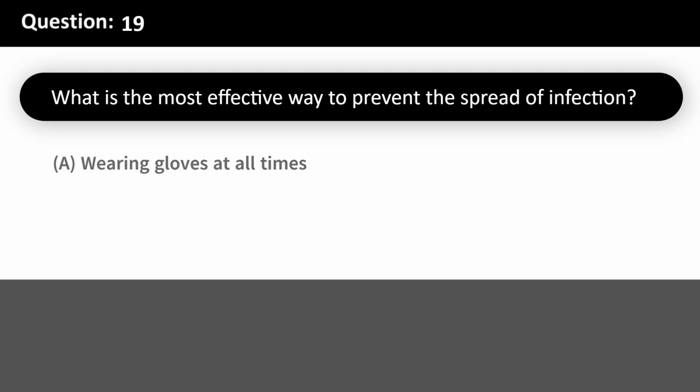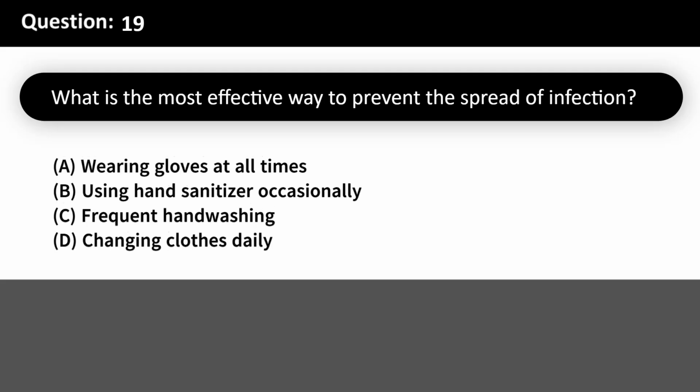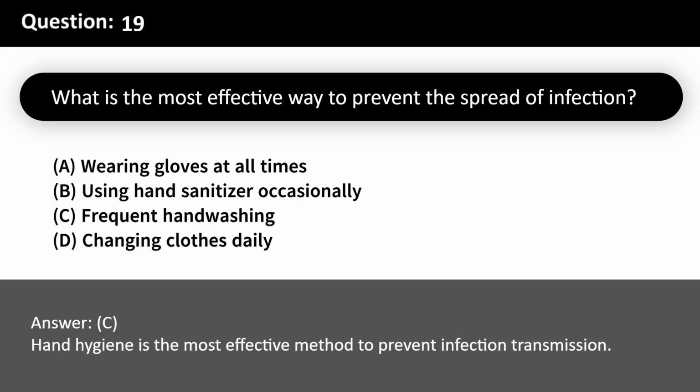What is the most effective way to prevent the spread of infection? A. Wearing gloves at all times. B. Using hand sanitizer occasionally. C. Frequent hand washing. D. Changing clothes daily. Answer: C. Hand hygiene is the most effective method to prevent infection transmission.